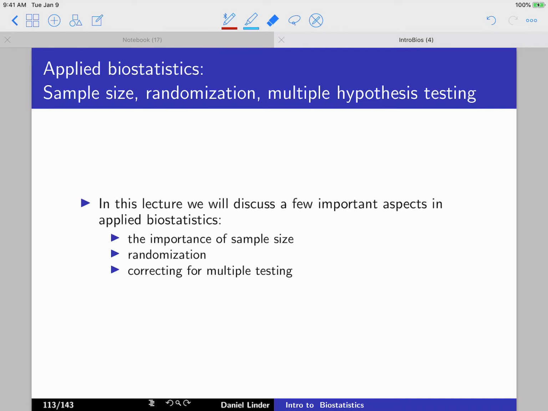Hi everyone. So in this lecture we're going to talk about some of the important aspects of applied biostatistics, and in particular we're going to talk about some issues involving sample size, randomization, why that's important, and what you need to do to adjust for multiple hypothesis testing. Okay?